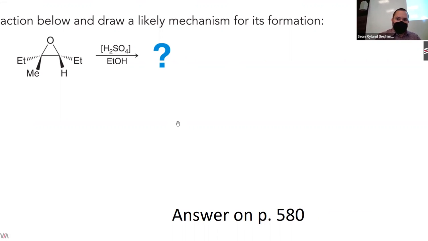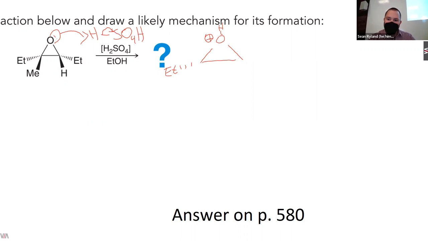And remember, our first step is just going to be a proton transfer. Worth practicing drawing that so you remember to draw the arrows from the electrons towards the hydrogen. And we didn't break any bonds yet. So everything goes back where it was.